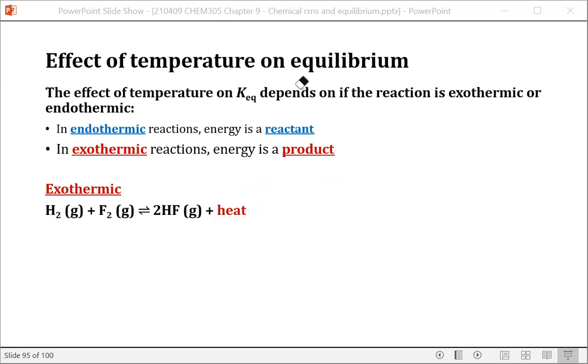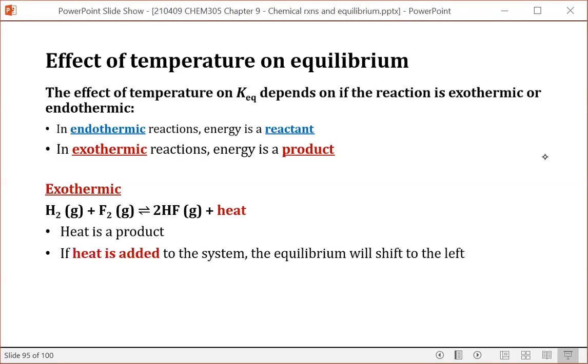If we cooled down an exothermic reaction, we decrease the amount of heat, and the reaction would respond to try to minimize the stress. If the stress is getting rid of heat, it's going to try to replace that, and it will favor pushing the reaction to the right to favor making more products. So again, you treat heat as if it's a product in the chemical reaction, and then you apply Le Chatelier's principle to that. If heat is added to the system, the equilibrium is going to shift to the left to try to get rid of that stress. And if heat is removed from the system, the opposite's going to happen. It's going to shift to the right to try to reduce that stress by replacing the heat that's being taken away.